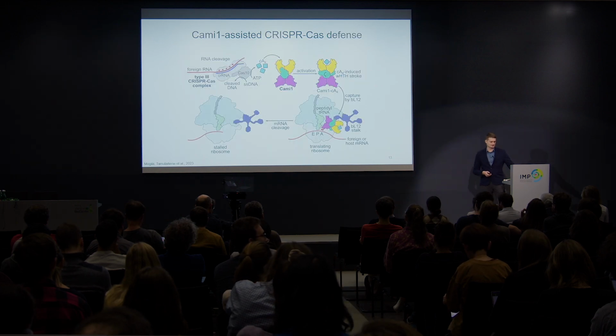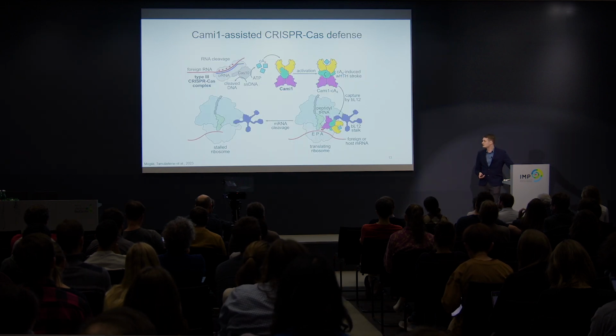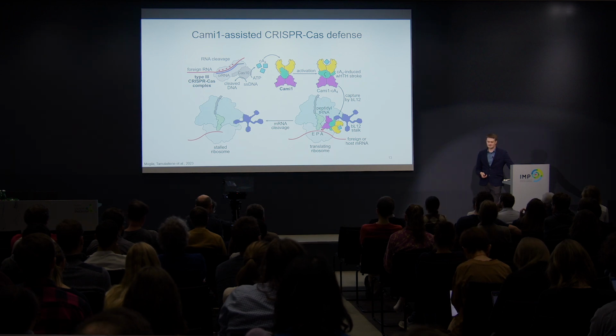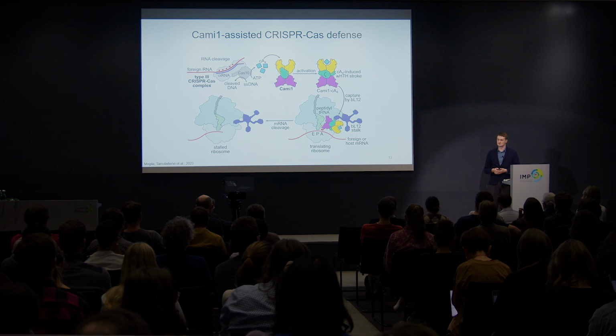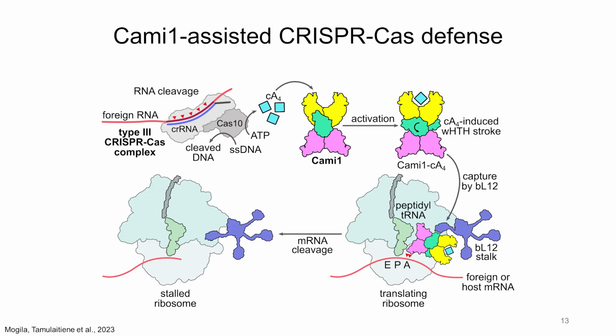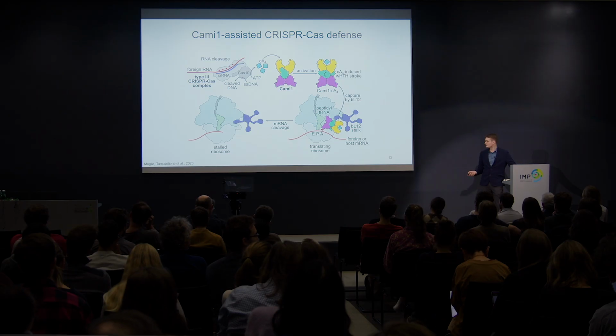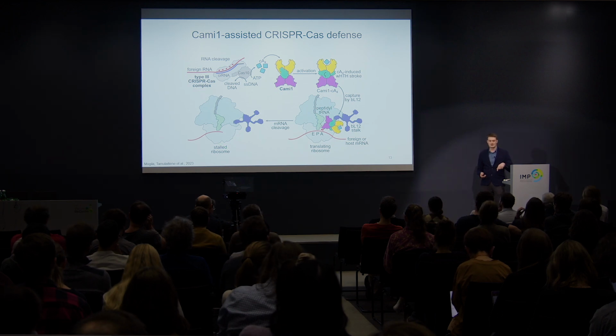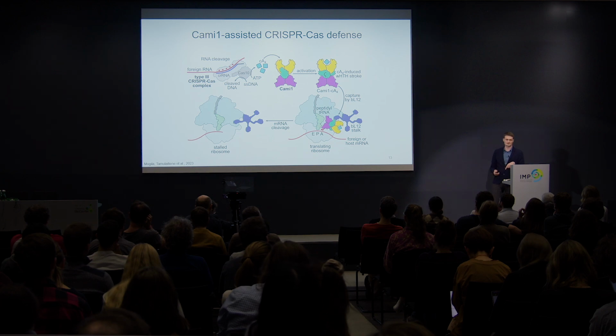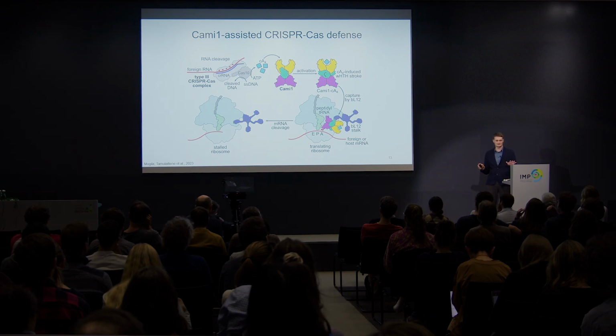So putting all the pieces together, we provided a mechanism. During the defense, cyclic adenylates are produced. They activate CAMI1 protein, which then changes its conformation and allows itself to be captured by the ribosomal stalk. It enters the ribosome and cleaves the mRNA there. Due to this cleavage, these ribosomes get stalled on the truncated RNAs. The accumulation of such stalled ribosomes drives the protein production down in the cell. And this actually should give time for the cell to deal with the viral nucleic acids.